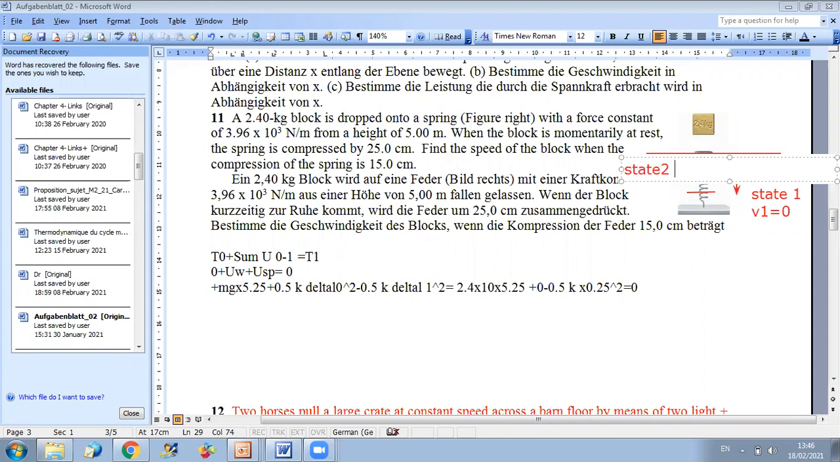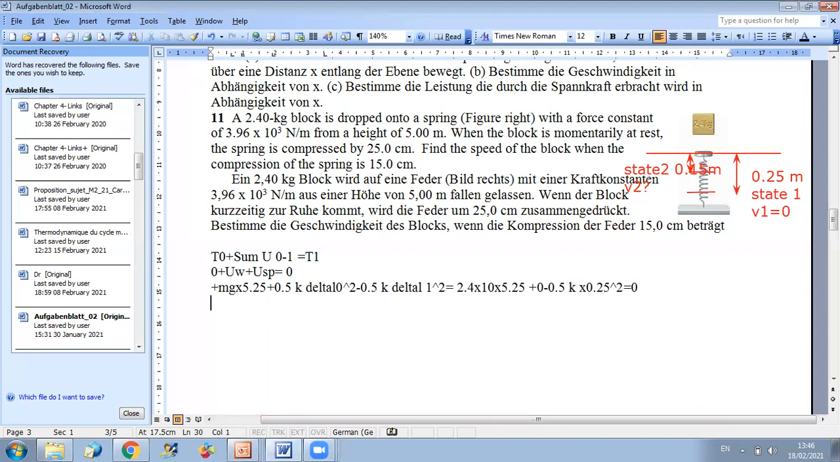For state 2, we have the compression of 0.15 meter. Okay, and we don't know the value of V. V2 is unknown. We want to find it. So what we will do now, we will apply the conservation of mechanical energy.